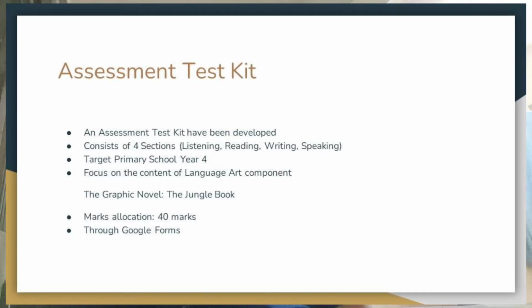The target audience for this assessment test kit is primary school Year 4. There are 30 students involved in this assessment test kit. They were given this test kit through Google Forms, and the content of the assessment test kit focuses on the language arts component, the graphic novel, the Jungle Book. In this test, the marks allocation is 40 marks with 10 marks per section.